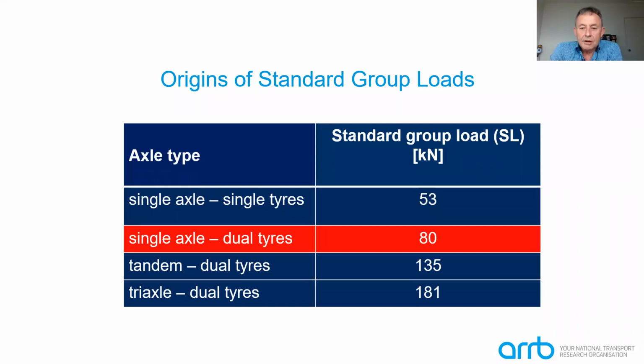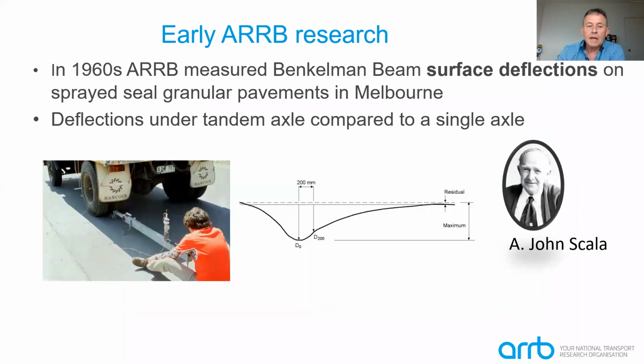So these are the standard loads we have, and I'll just run through the origins of those standard group loads. In the early 1960s, one of our staff members at ARRB, John Scala, who was our pavements expert, did some measured Benkerman beam deflections on a sprayed seal granular pavement in the west of Melbourne. He was looking at the deflections measured with the Benkerman beam under a single axle and also a tandem axle.